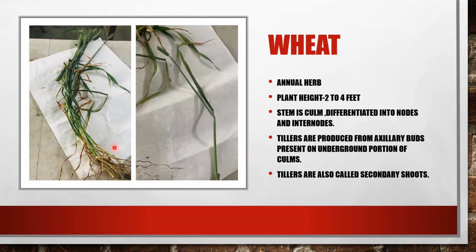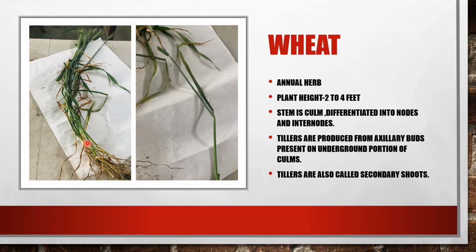And at the base of the plant arise many stems. These many stems are also called secondary shoots because they arise from the axillary bud present on the main stem. And all these stems are called tillers. Like, we sow one seed or grain of the wheat plant, and then we will get one main stem. And from one main stem, we will get many secondary shoots.